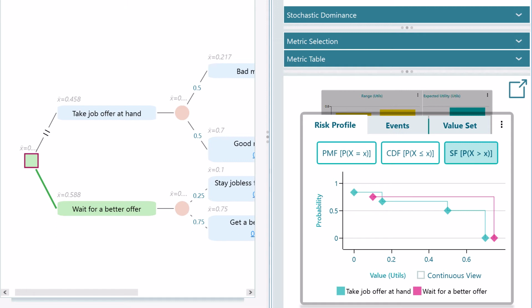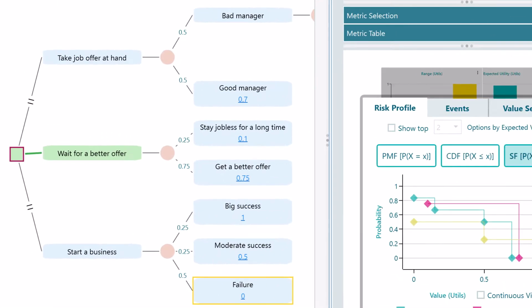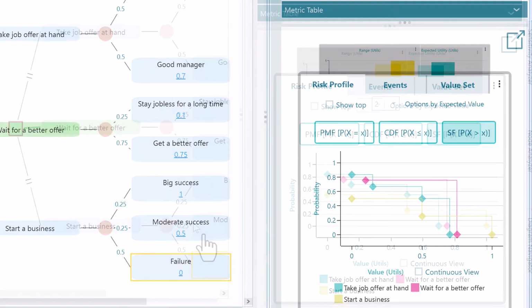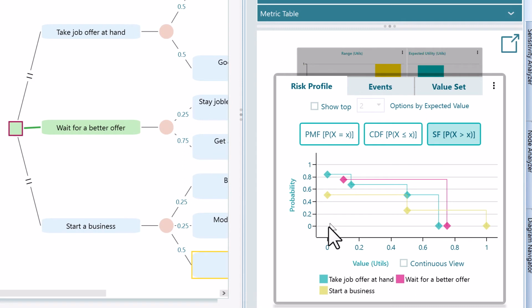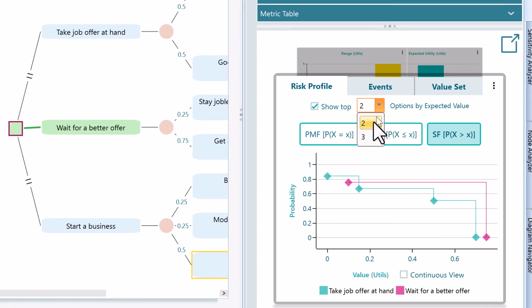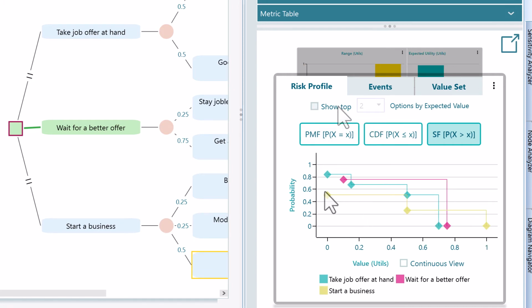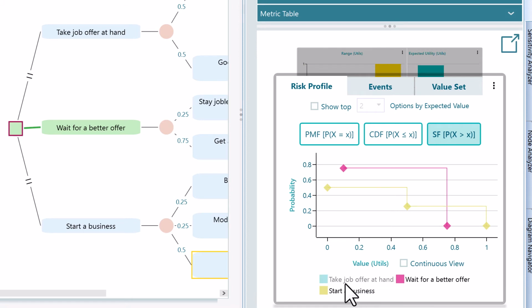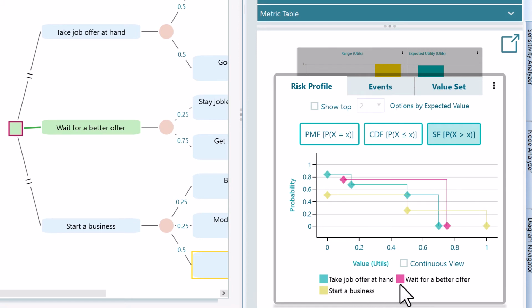Say you have added a third action, start a business. The risk profile chart will show up like this. If you check that checkbox, you will be able to select the top two number of actions based on expected values. Also, you can hide any action chart on the risk profile by clicking on the legend.